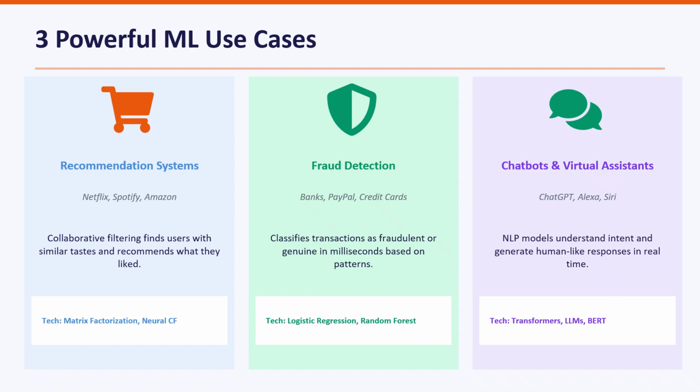Use case 2, fraud detection. When you make an unusual credit card purchase, say you're normally in Chennai but a charge appears from New York, the fraud detection system flags it instantly. It's running a classification model on every single transaction in real time 24 by 7. Companies like PayPal process millions of transactions per day, and ML is what makes real time fraud prevention possible at that scale.